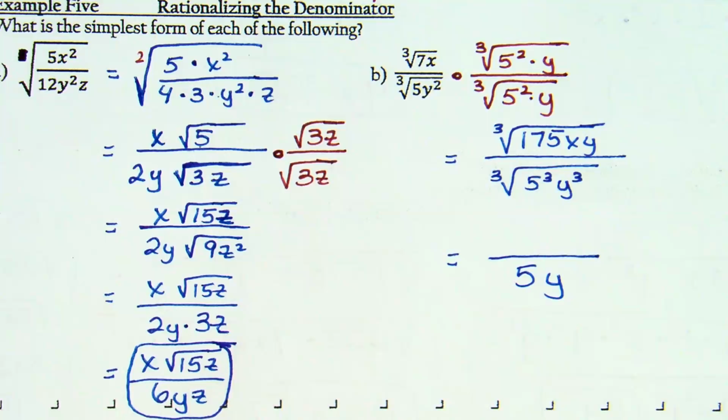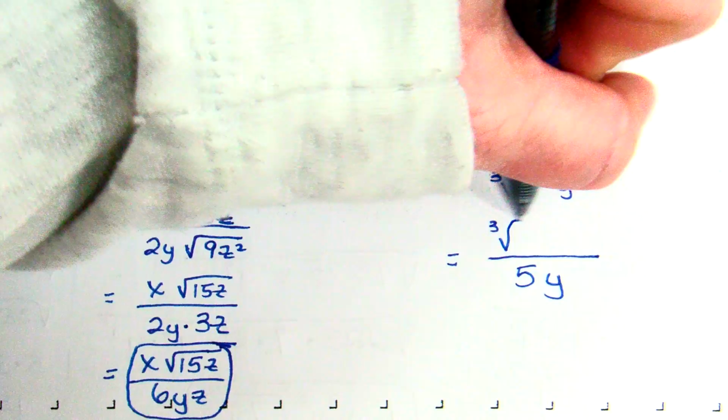Now, the question about the numerator is, did I create any perfect cubes there that I need to simplify? X and Y, I'm okay. 175. Is 175 a perfect cube? Does it divide by any perfect cubes? Does it divide by 125, 64, 27, 8? And you can check all those on your calculator, and they're all going to give you decimals. So, what stays on top? Cube root, 175, x, y.